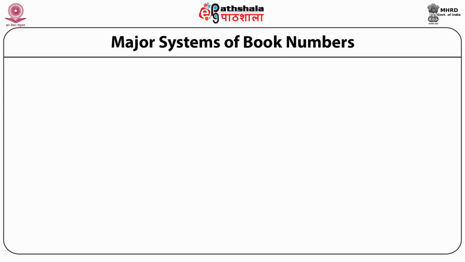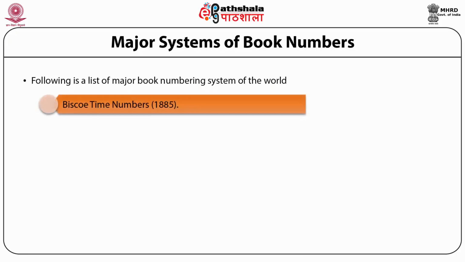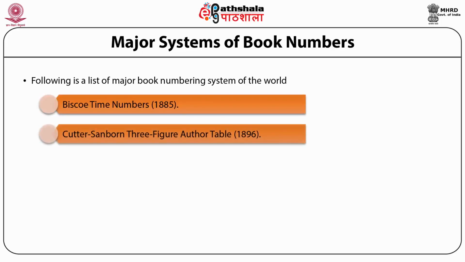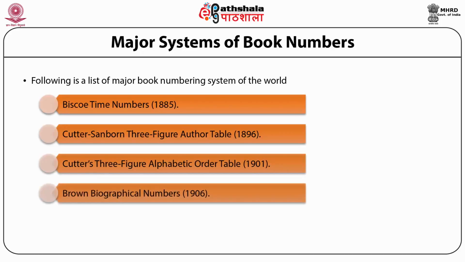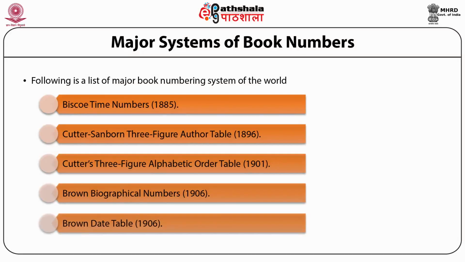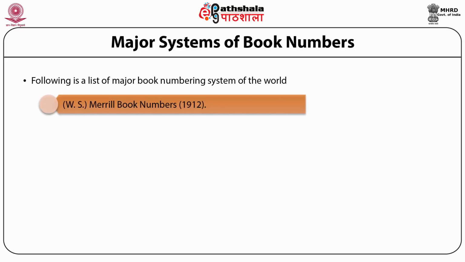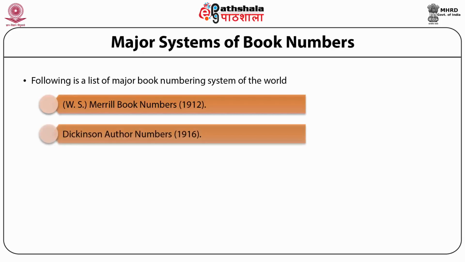To list the major book numbering systems of the world so far: Biscoe time numbers, published in the year 1885; Cutter-Sanborn three-figure author table, which came in the year 1896; Cutter three-figure alphabetic order table, published in the year 1901; Brown's biographical numbers 1906; Brown date table 1906, again a chronological method; Merrill's book number published in the year 1912; Dickinson author numbers, published in the year 1906 in India.